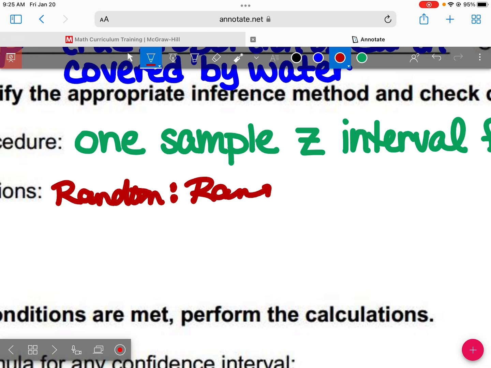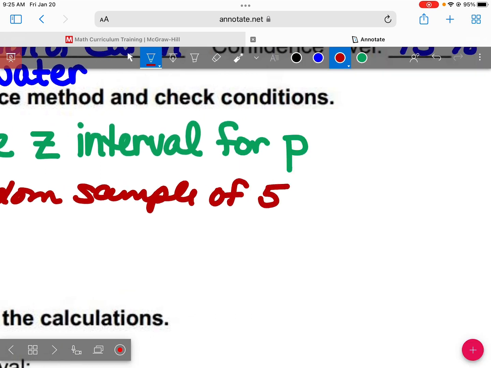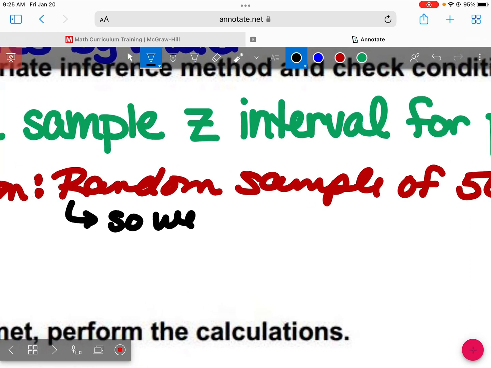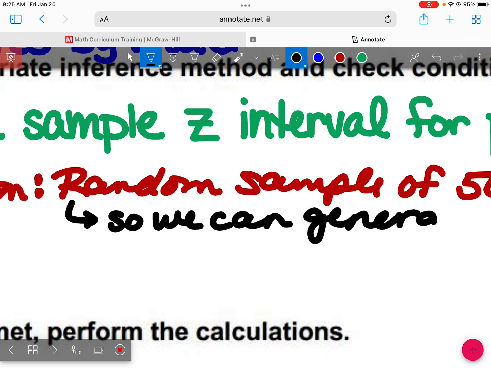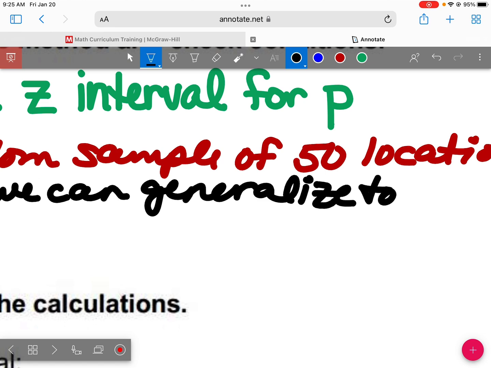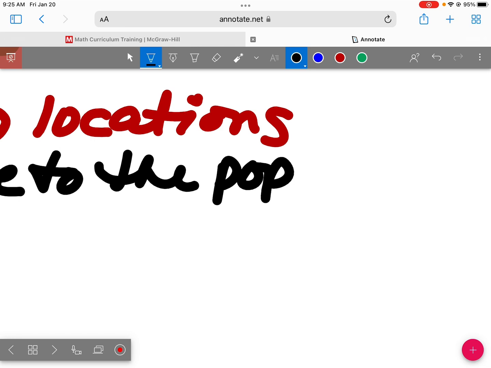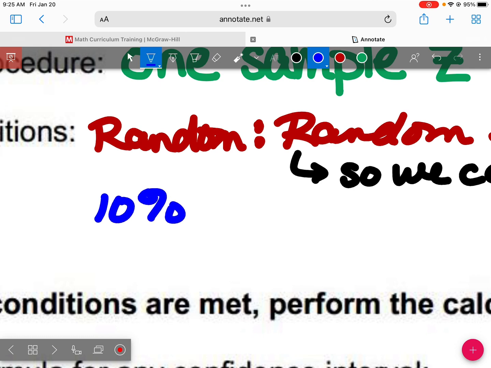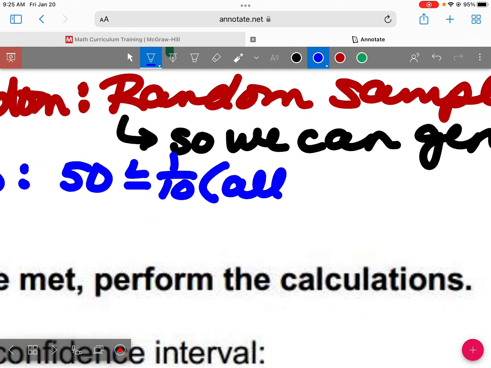We did a random sample of 50 locations. Why do we do that? Generalize, yes. So we can generalize to the population. In this case, the population would be every location on Earth. 10% condition. How do I check that? 50 locations, less than or equal to 1/10 of all locations on Earth.